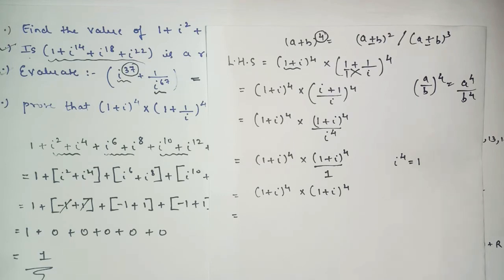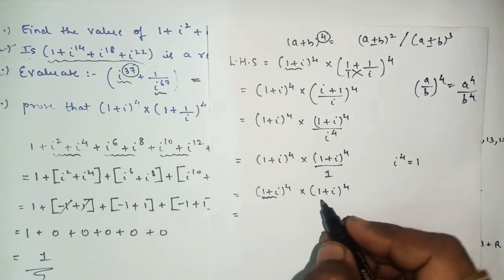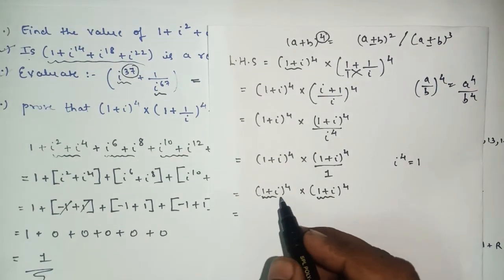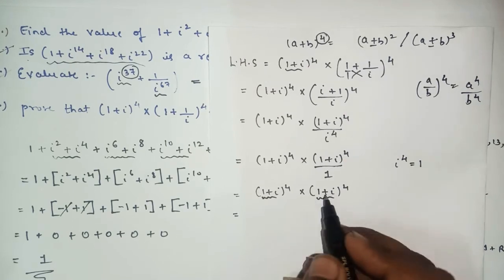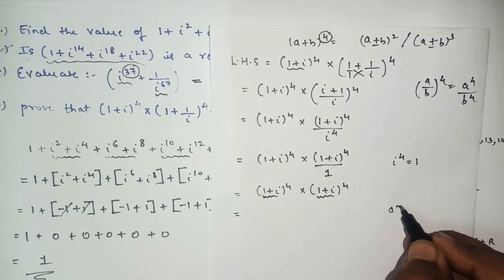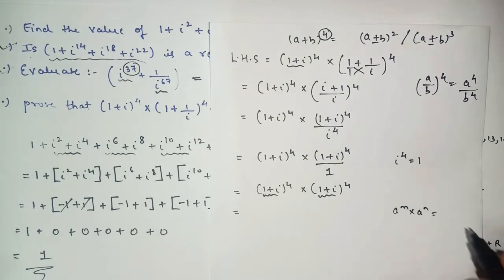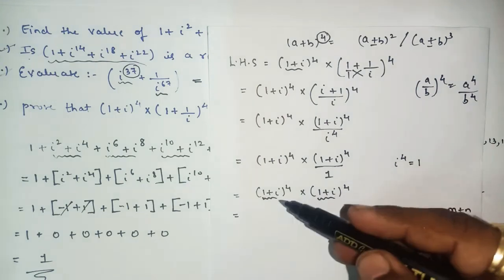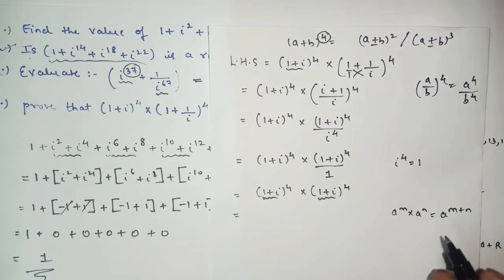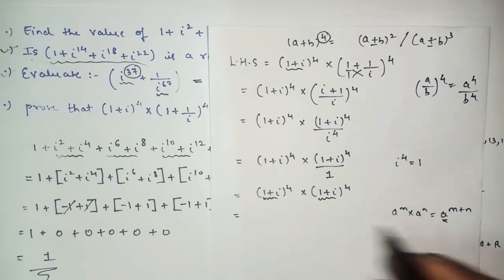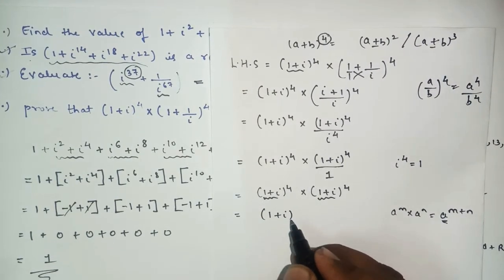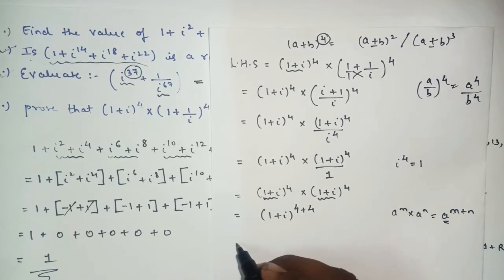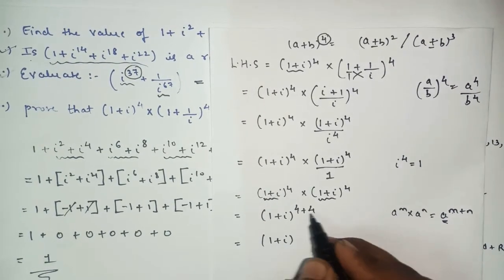Understood till here? Now, as we can clearly see, the base is the same and the power is also the same. So can I read this section as a raised to m into a raised to n, which we can write as a raised to m plus n? So your a is 1 plus i, the whole raised to m plus n. Your m is 4, n is also 4. Yes or no? So 1 plus i raised to 4 plus 4 is 8.